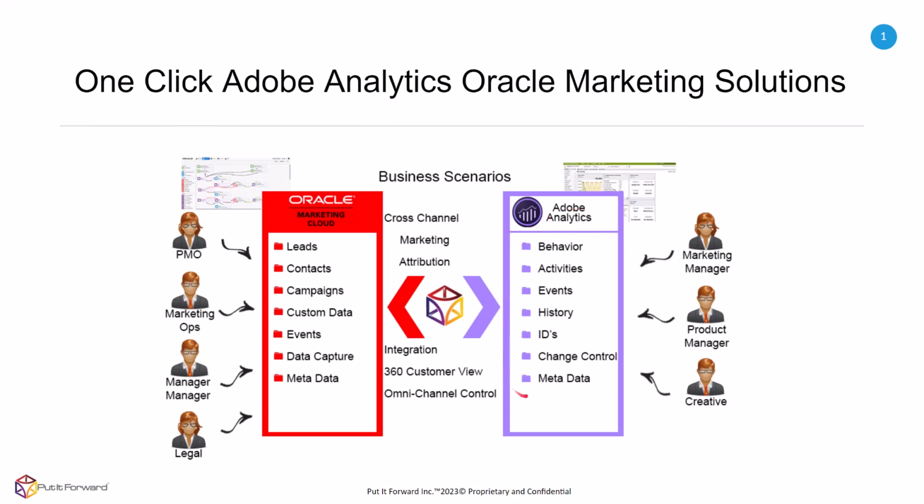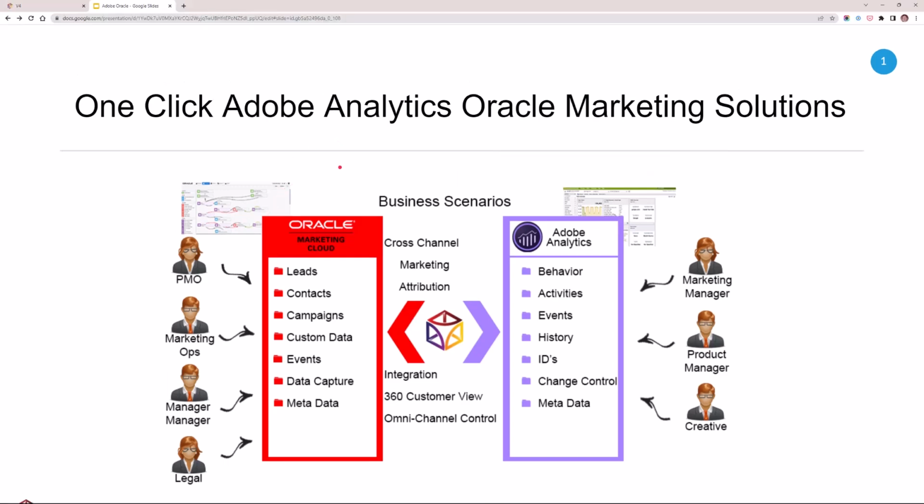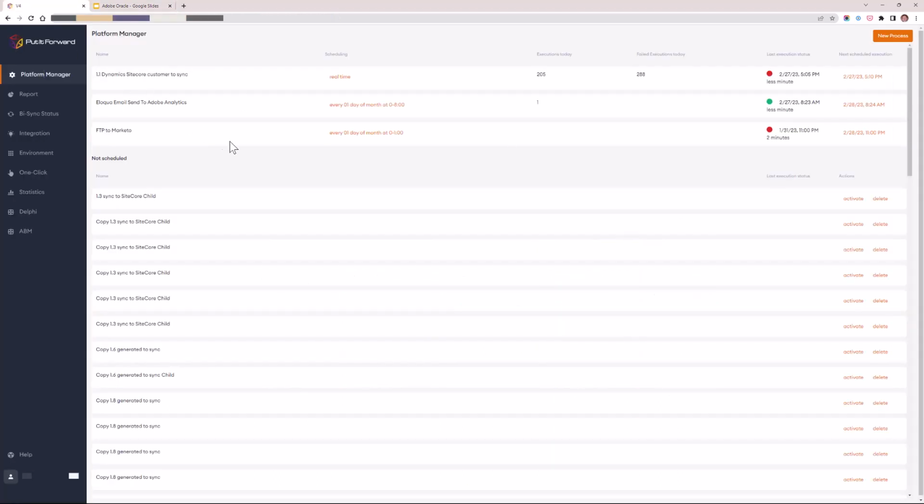The objects that are available for integration are all the standard objects, the custom objects, custom fields, etc., in both Adobe Analytics and Oracle Marketing Cloud. The people who are users of Adobe Analytics stay inside of Adobe Analytics. The people who are users inside of Eloqua stay inside of Eloqua. They don't need to have anything to do with the integration themselves. Today, we're going to show you how to set up that integration. So let's step over into Put It Forward.